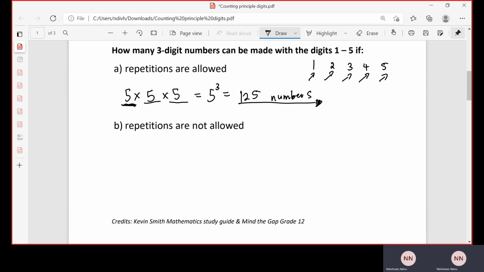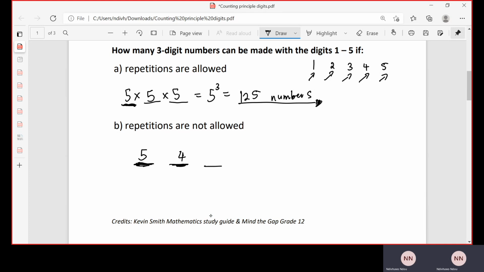Let's move to B. If repetition is not allowed, we want to form a 3-digit code. In the first position, you can either choose 1, 2, 3, 4, 5. You have 5 choices. But then in the second position, the first position has been filled with a digit. It means we'll cancel one of them. How many choices do you have in the second position? It will be 4.